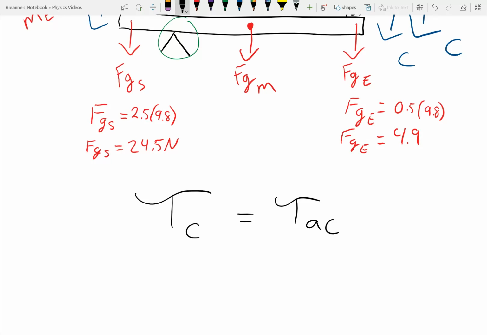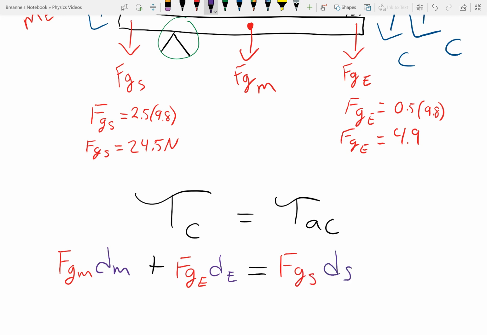So we have two that are going clockwise. You have the force of gravity of the meter stick times the distance of the meter stick, plus the force of gravity of the eraser times the distance of the eraser. And that all has to equal the force of gravity of the soap times the distance of the soap. You just plug in what you got.